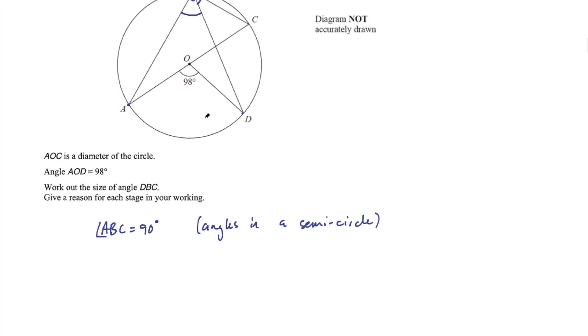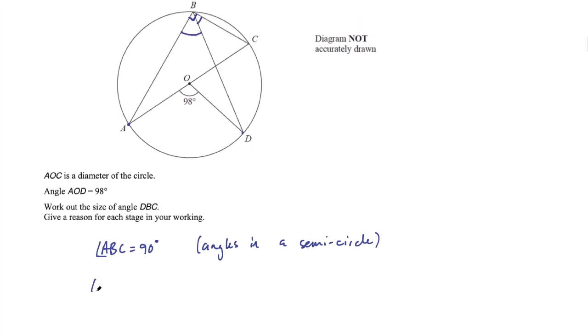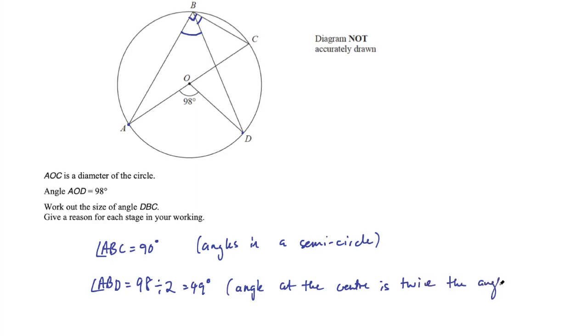Okay, so we can say angle ABD equals 98 divided by 2, which is 49 degrees, and that is the angle at the center theorem. And actually we might have to be more specific there. We might have to say angle at the center is twice the angle at the circumference. Okay, that is another circle theorem you need to know.